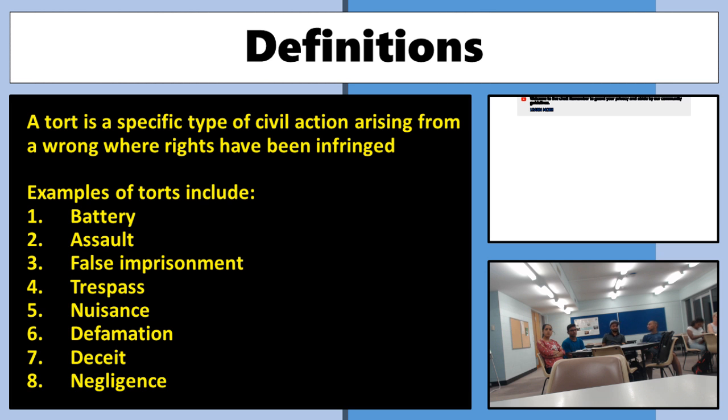Still going on definitions. I've got a broad definition of tort itself: a specific type of civil action arising from a wrong where some form of rights have been infringed. These are all common law causes of action, judge-made law. You won't find it in a statute. Some of it is regulated by Parliament, so we have the Civil Liabilities Act, which caps the amount of damages and gives judges a little bit of guidance, but by and large, these things are found in the common law, although there's one exception.